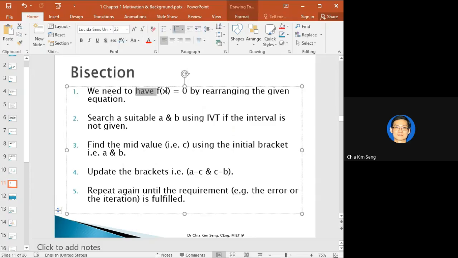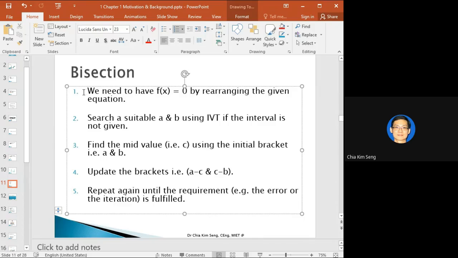For bisection, we need to have f(x) equal to 0 by rearranging the given equation. This is the first step for our chapter 1. You are given one equation, so you need to rearrange it. So this is step 1. In your tutorial, I suggest you write down the steps 1, 2, 3, 4, so you know step 1, you do this, then step 2. It will help you to formulate the problem solving process when you see this kind of question in your test.